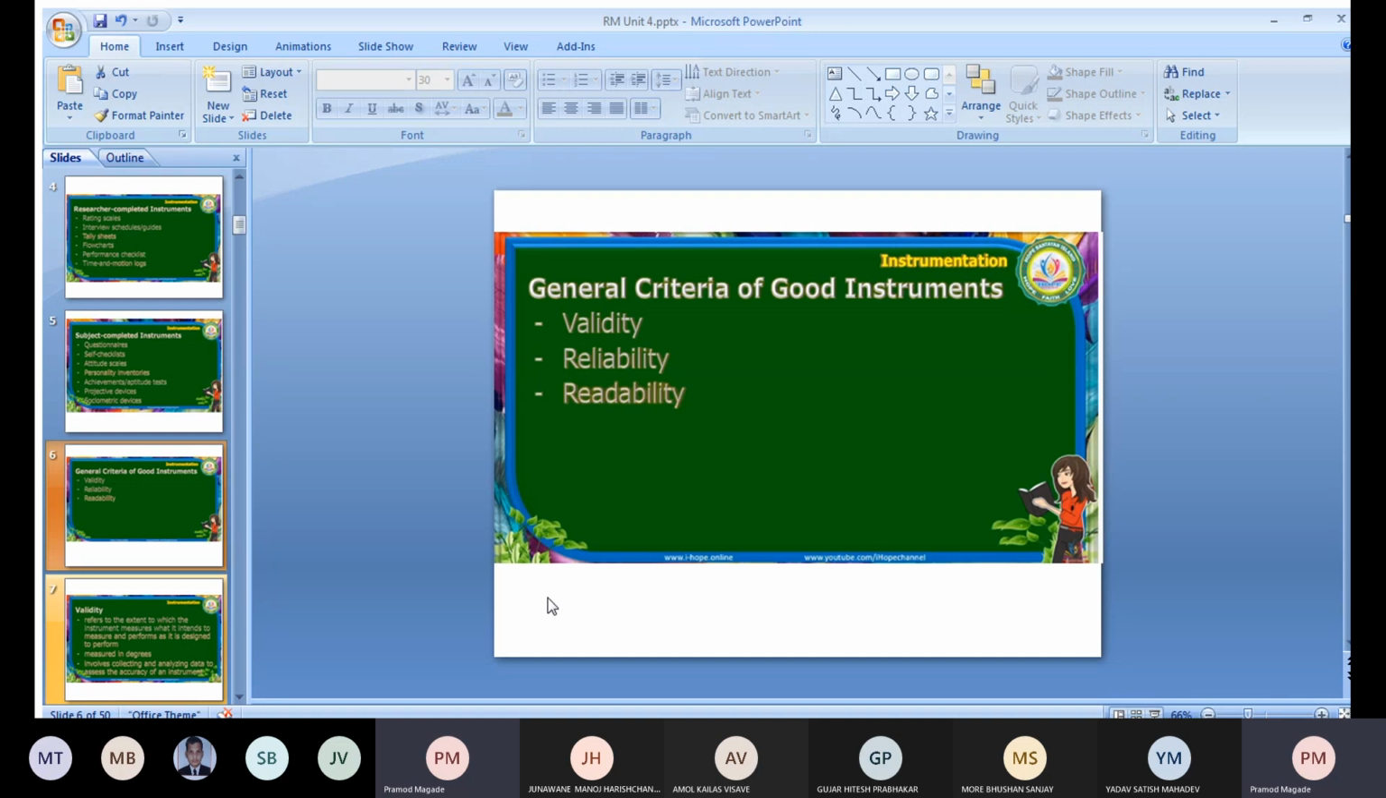Reliability means it will be the ability to sustain the things and we can trust that result through that instrument. So that we call reliability. And readability means it should be properly visible.